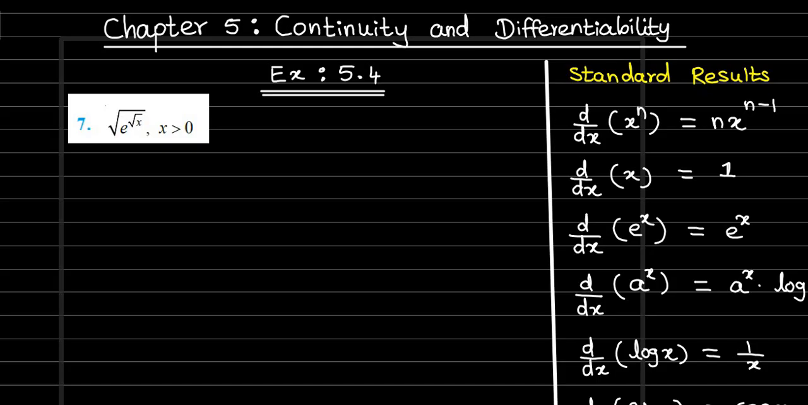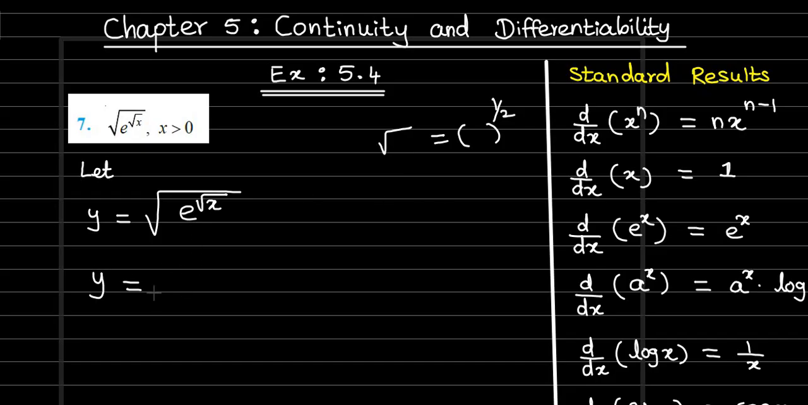So here, the given function I am going to name as y. Let y equal to square root of e power root x. We know that square root is basically power 1 by 2. Only a symbol is used for the square root, so I'm going to rewrite the square root as power 1 by 2. So e power root x, and outside we have the square root, so overall power 1 by 2. For our convenience, I just rewrote it as power 1 by 2.